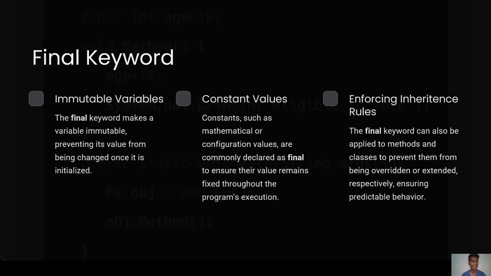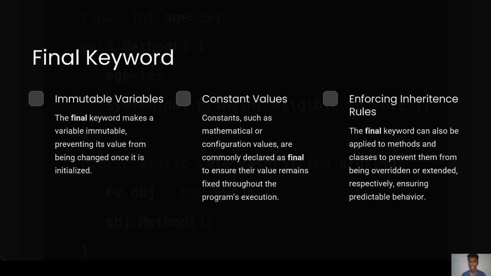Next we have the final keyword. There are three uses of the final keyword: immutable variables, constant values, and enforcing inheritance rules. First, immutable variables. The final keyword makes a variable immutable, preventing its value from being changed once it is initialized. Constant values. Constants such as mathematical or configuration values are commonly declared as final to ensure their value remains fixed throughout the program execution. Enforcing inheritance rules.